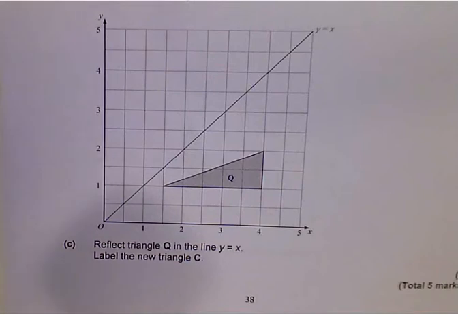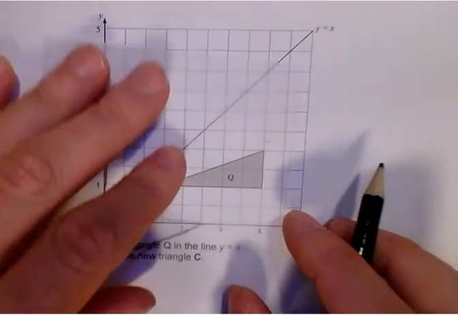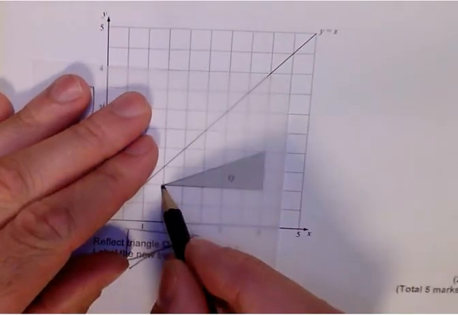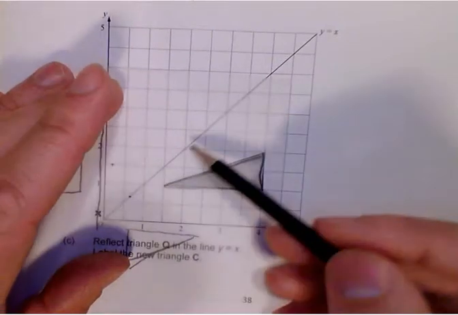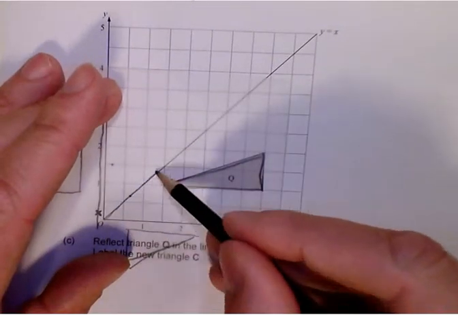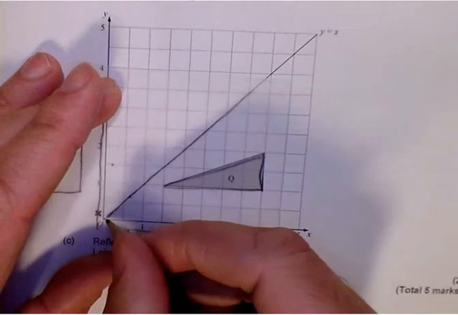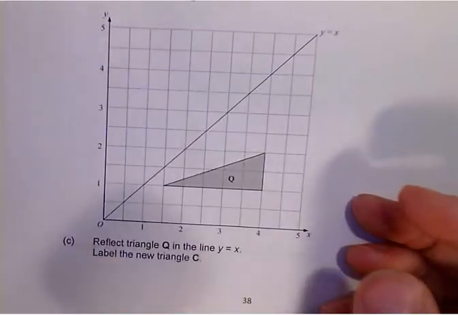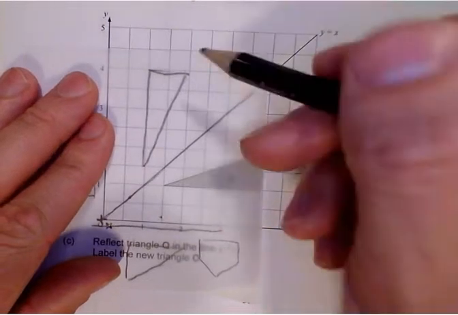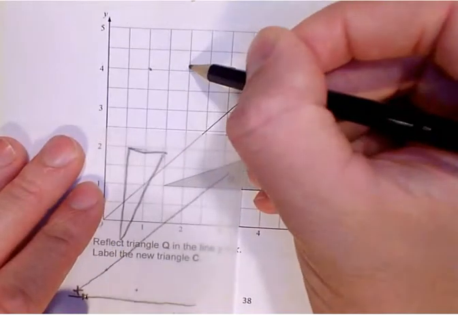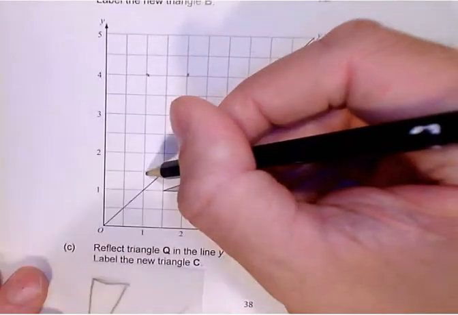This question says reflect triangle Q in the line y equals x, label the new triangle C. So, tracing paper, draw out my shape. The line y equals x has been drawn on for me. Again, I'm going to pick a point, that point there, flip over the paper, and I can see that my triangle should be there. 1 point, another point, and another point.